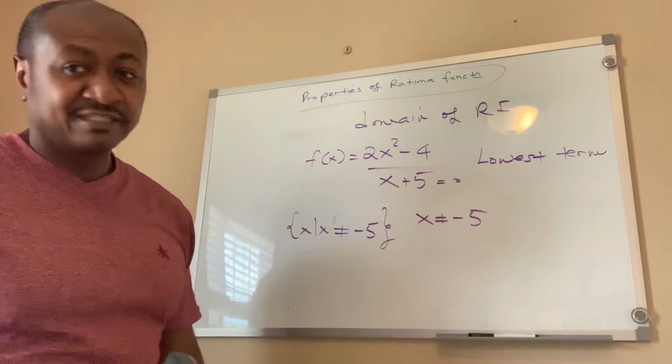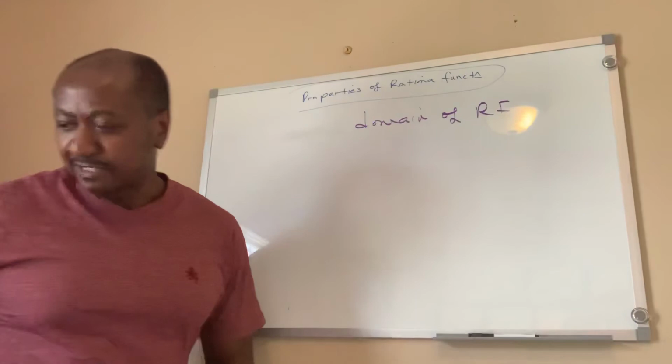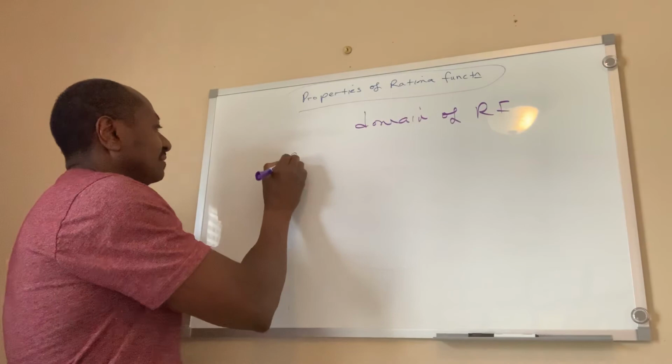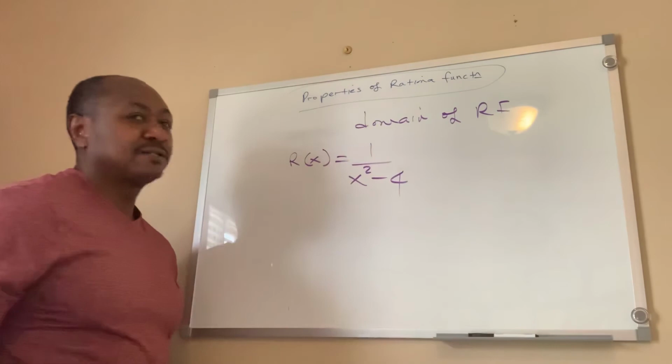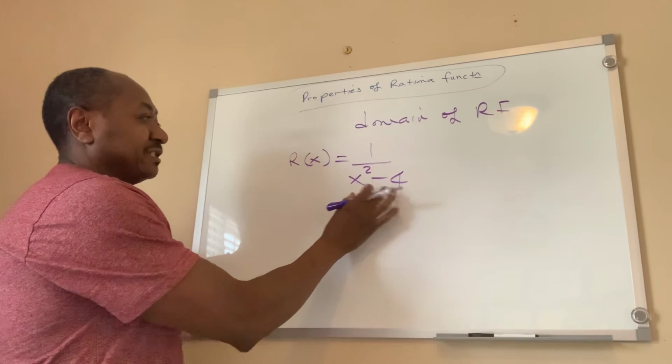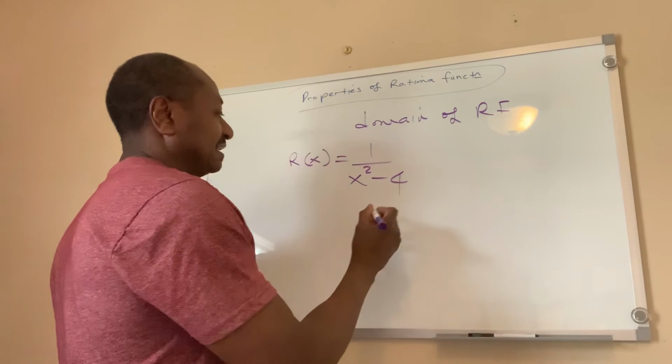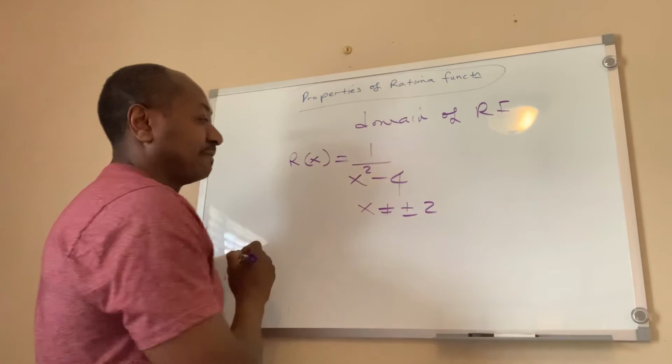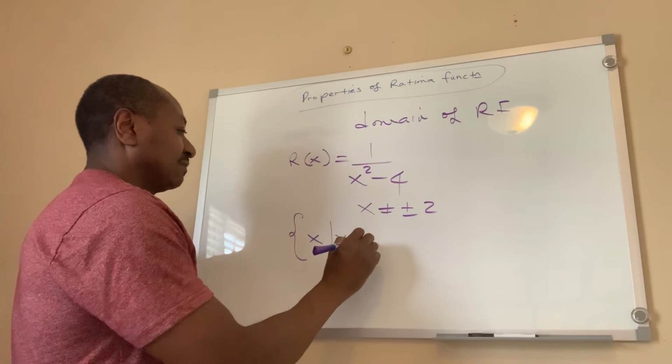Okay. Let's look at another example here. What if we have this function, f of x equals 1 over x squared minus 4? Hopefully this is clear. To find the domain, we're gonna equate the denominator to 0 and solve for x. If we do that, then we're saying that x cannot be equal to plus or minus 2. So the domain is the set of all x such that x is not equal to plus or minus 2. Okay? So that is your domain for this.